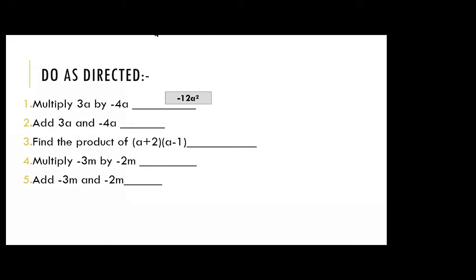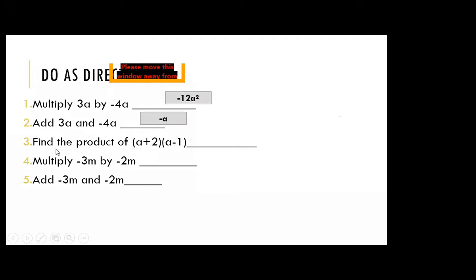Yes, Aisha. Beta, what is the answer number 2? Minus 7a. Assalamualaikum, miss. Beta, what will be the answer number 2? Miss, just minus a. Very good. Beta, minus a will be the answer. Because here 3a and minus 4. Very good, Sheros. Here the answer is minus a.